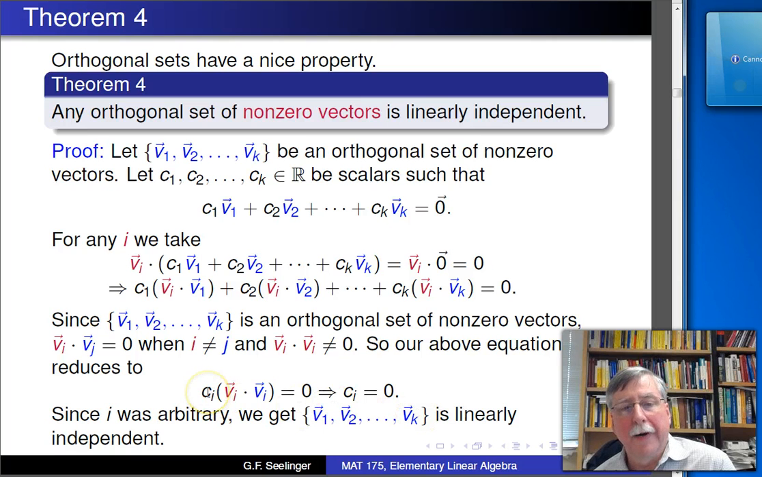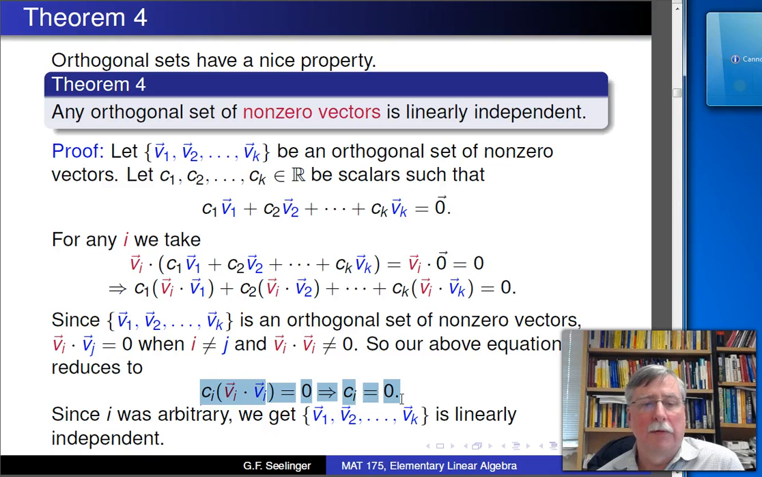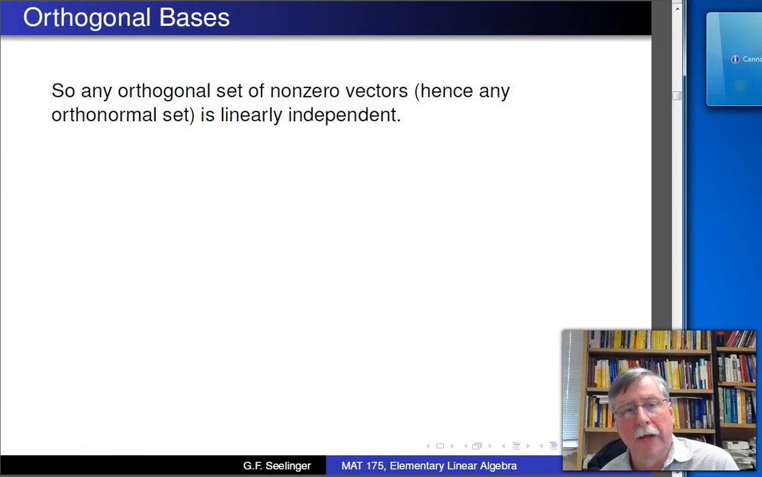Why is that? Let's revisit. Let i equal 1 in this expression, and I get that C1 is 0. Then when i is equal to 2, I get C2 is equal to 0. When i is equal to 3, I get C3 is equal to 0, and I keep going until I get all the C's equal to 0. And so it's automatically linearly independent, which is great. Any orthogonal set of non-zero vectors is linearly independent, and any orthonormal set is linearly independent because an orthonormal set is also orthogonal.